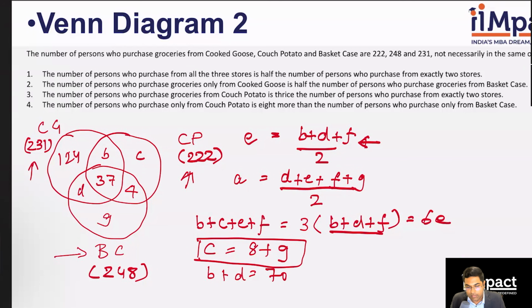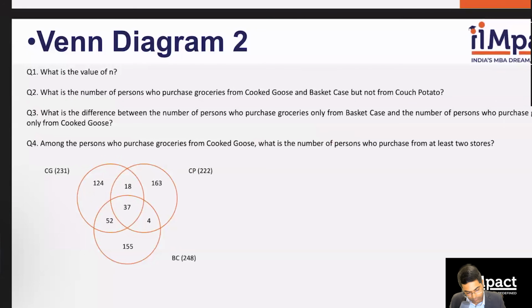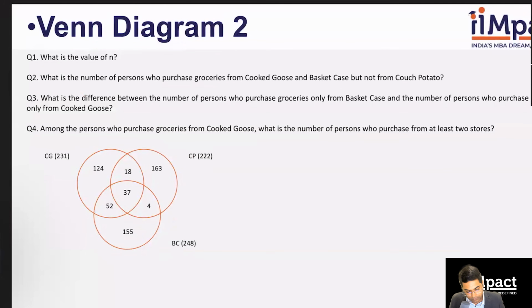Anybody, any doubts in this? All right, let's look at the questions in that case. What is the value of n? So value of n will be nothing but 231, this whole 231, plus 155 and 4 and 163. That's it. The sum of these numbers will give me the value of n. Okay, straightforward.